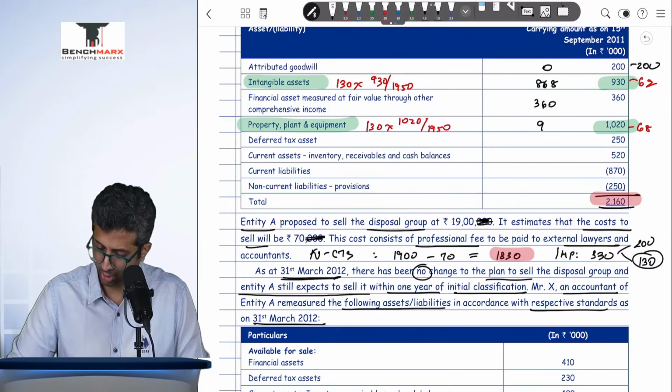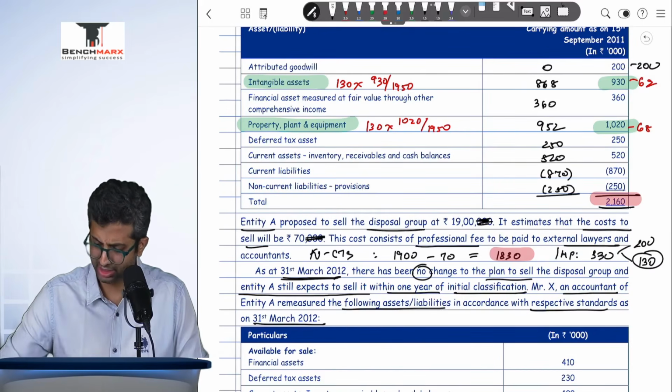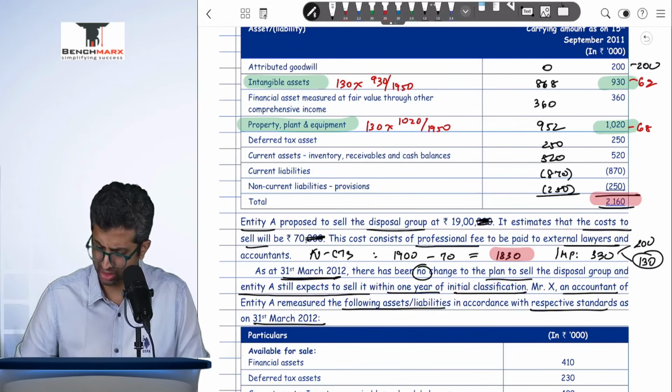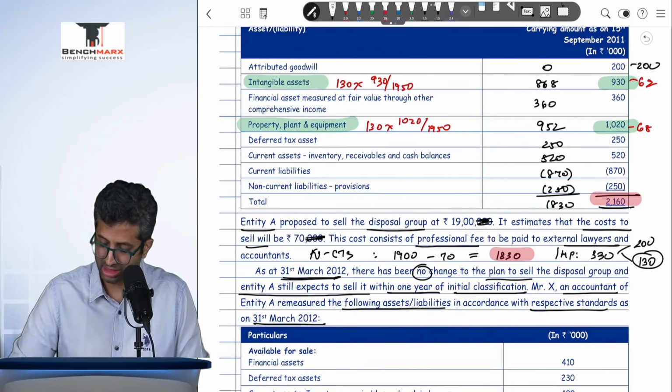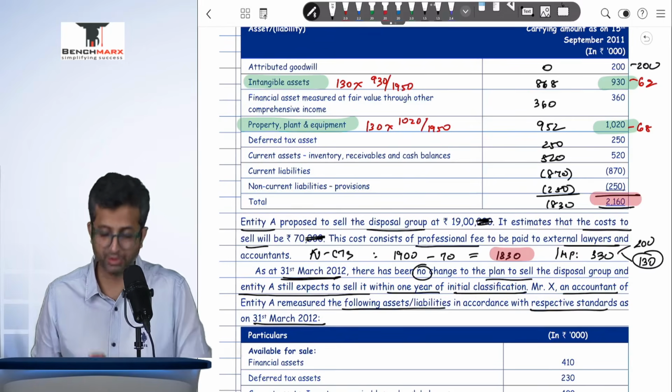This is 952. And then this is 250, 520, minus 870 and minus 250. And hence if I total all of this, 868, 360, 952, 250, 520, minus 870, minus 250, this is 1830. So this is the position on 15 September.